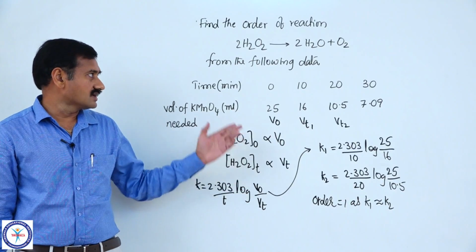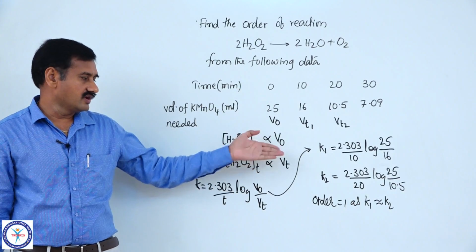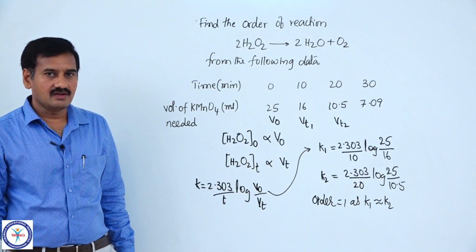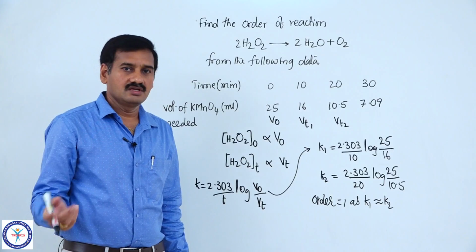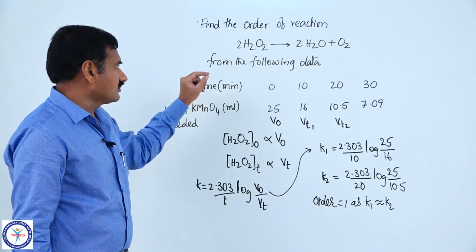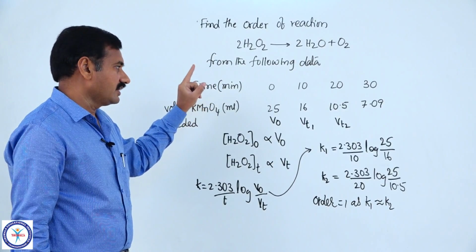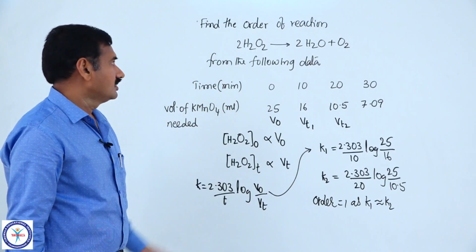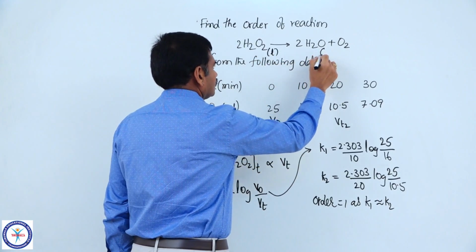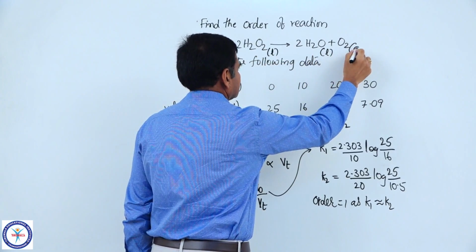By substituting concentrations at different times, we get the value of the rate constant. If that value remains constant at all times, the reaction is following that particular order. From the dissociation of hydrogen peroxide, the order can be found in another way also, because H2O2 here is a liquid, H2O is also a liquid, but oxygen is a gas.